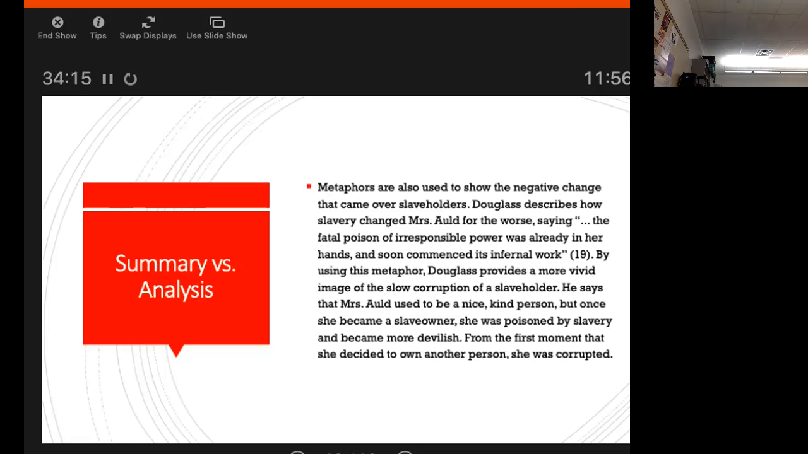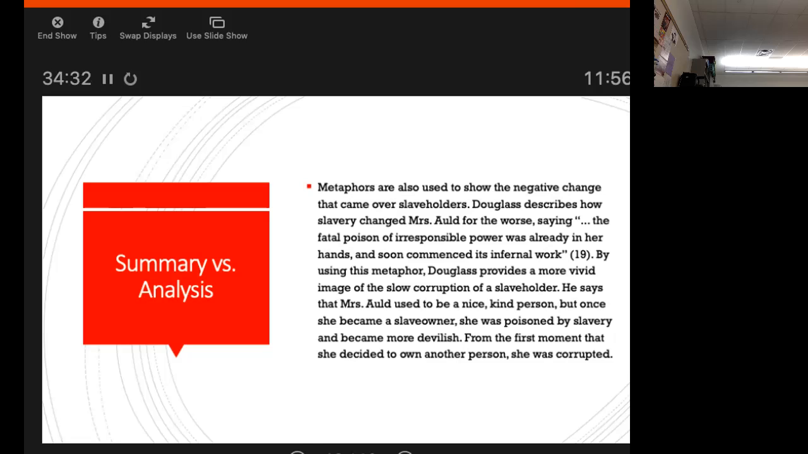He says that Mrs. Auld used to be a nice, kind person, but once she became a slave owner, she was poisoned by slavery and became more devilish. From the first moment that she decided to own another person, she was corrupted. Now, I'm naming this as the bad example.